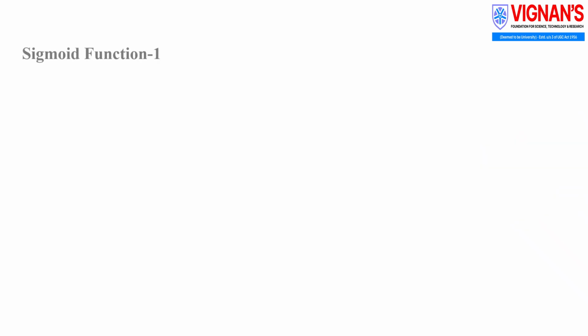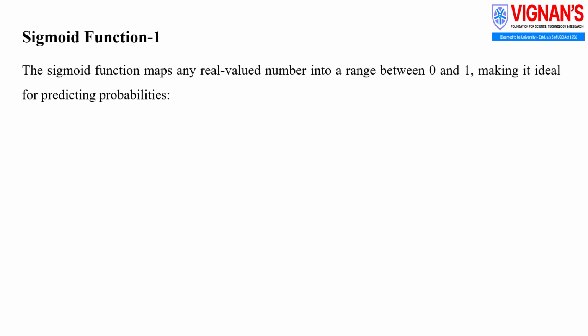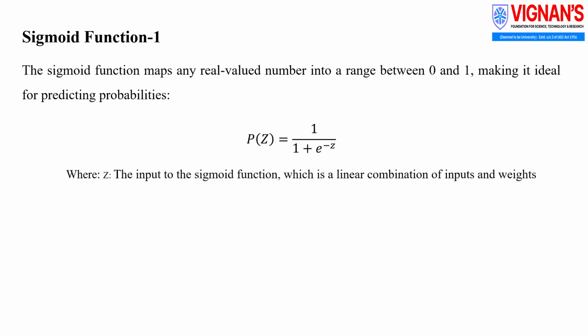The sigmoid function is an activation function, and it is used to convert any real-valued input into a value between 0 and 1, which makes it ideal for predicting probabilities. Mathematically, the sigmoid function is written as P(z) = 1 / (1 + e^(-z)). The variable z represents the weighted sum of input features.